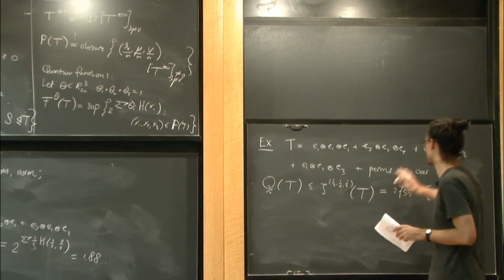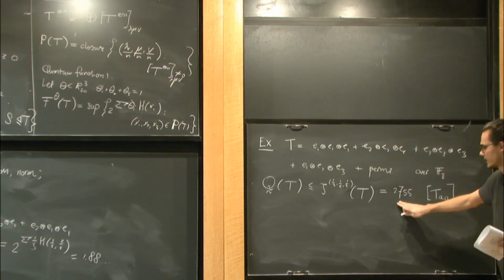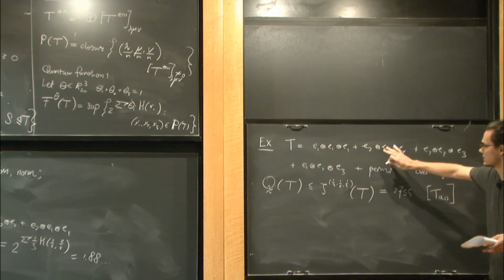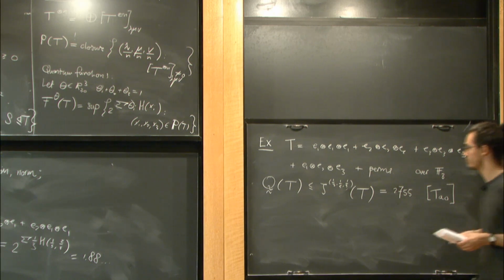Good. And here we see why. If you would do this over the complex numbers, you wouldn't get any interesting bound here. It would just be 3, because this tensor over the complex numbers is isomorphic to a diagonal tensor, actually.